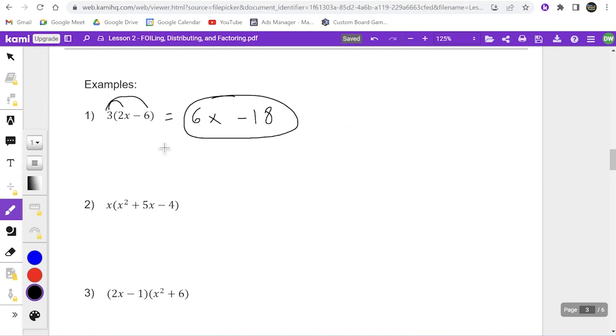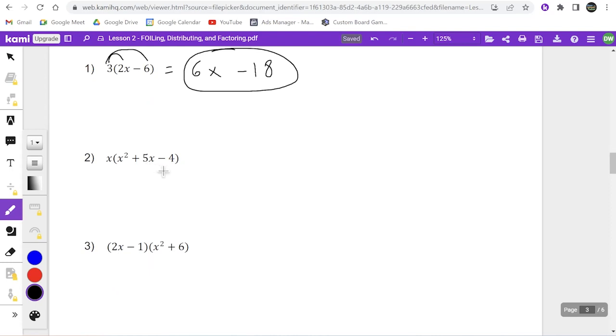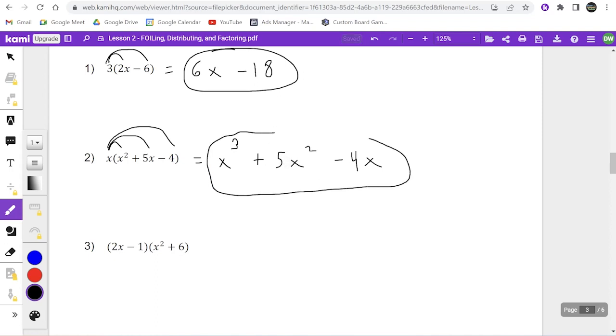Now for the next one, x times x squared plus 5x minus 4. Again, I'm just multiplying across. But I have to be careful here because I'm multiplying by x. So for instance, x times x squared, that's going to be x cubed. Then x times 5x, that's going to be plus 5x squared. And then x times negative 4, what's that? Not that bad, it's just minus 4x. Just like that. Notice we have any like terms that we can combine? No, we do not. So it looks like this is our final answer.